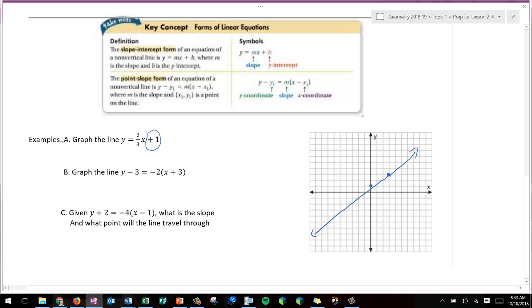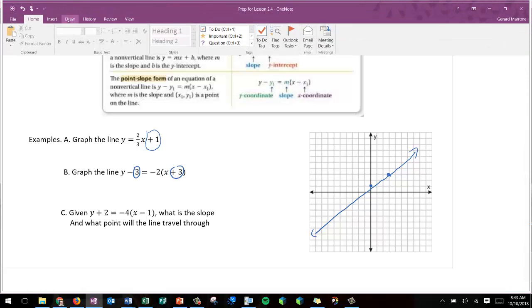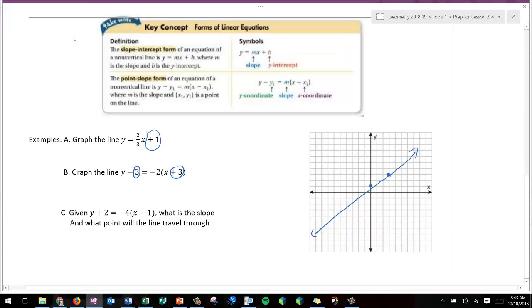Part B, they want us to graph the line y minus 3 equals -2 times the quantity x plus 3. So if we look closely, the point-slope form tells me that this is my y-coordinate, 3, and that this is my x-coordinate, -3. So I'm going to change colors here so we have a different view. So I'm going to plot the point -3, 3, and then it says that the slope is -2. So I'm going to go down 2 units and over 1 unit. And there is my graph for letter B.